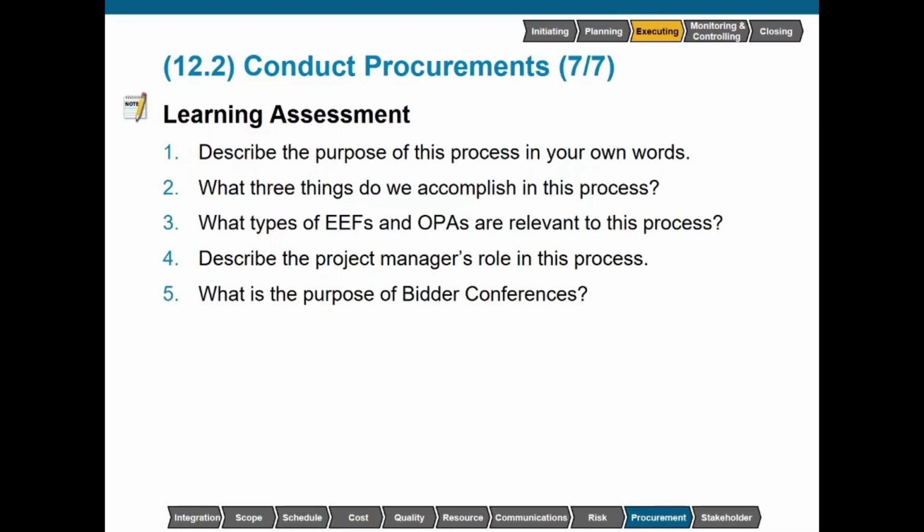What types of enterprise environmental factors and organizational process assets are relevant to this process? EEFs include local laws and regulations, marketplace conditions, and the contract management system. OPAs could include qualified seller lists, policies for seller selection, and templates.